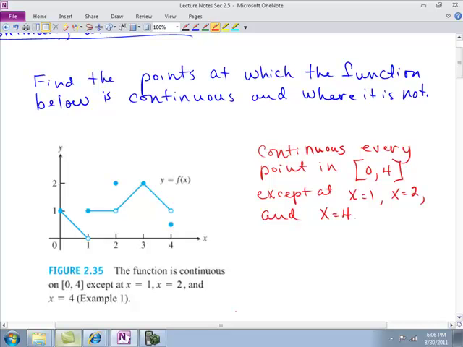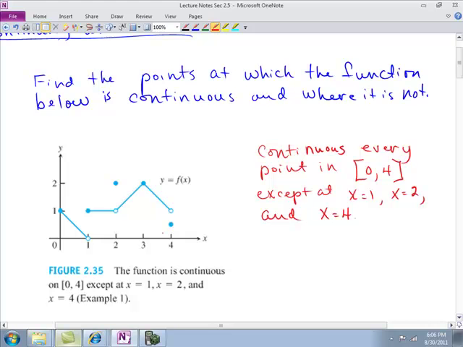Okay? And so if you were asked to do that, between 0 and 4, where are the points where it's not continuous? I've kind of got them written here. At 1, at 2, and at 4. Okay? So there's a hole right there, and it's okay, it's fine there. It's defined there, it's not defined there. You move on. And so if you're looking at a graph, you want to look for those places where it breaks, where there's a hole, something like that.